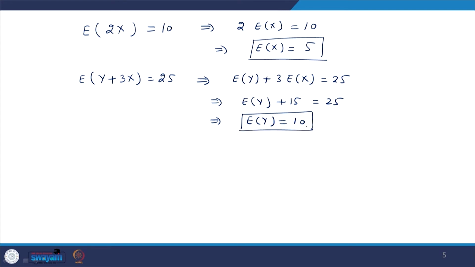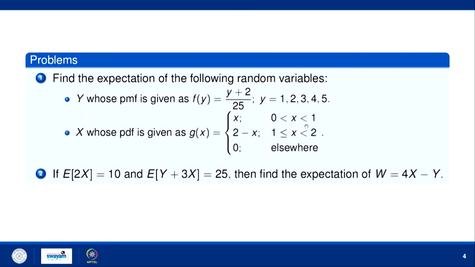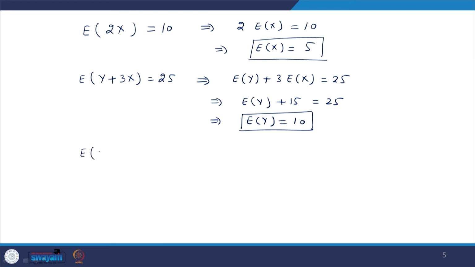Now, what do you want to find? We want to find the expectation of 4X minus Y. So, the expectation of 4X minus Y will be 4 times the expectation of X minus the expectation of Y. The expectation of X is 5, as we have calculated here, minus the expectation of Y, which is 10. So, it is 20 minus 10, that is 10. So, 10 is the final answer.